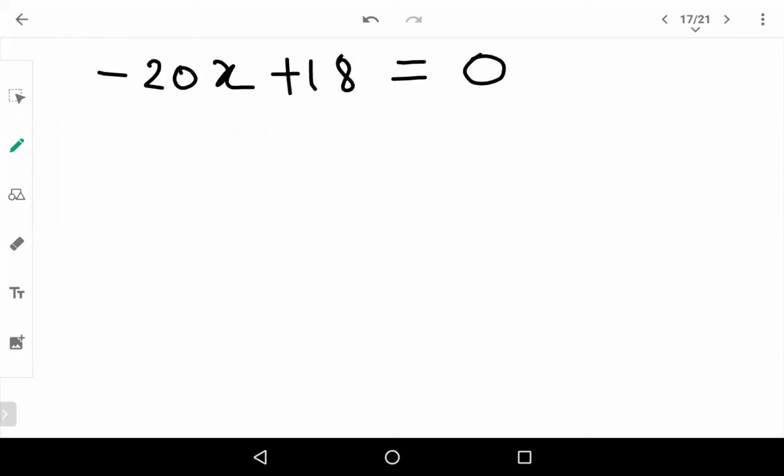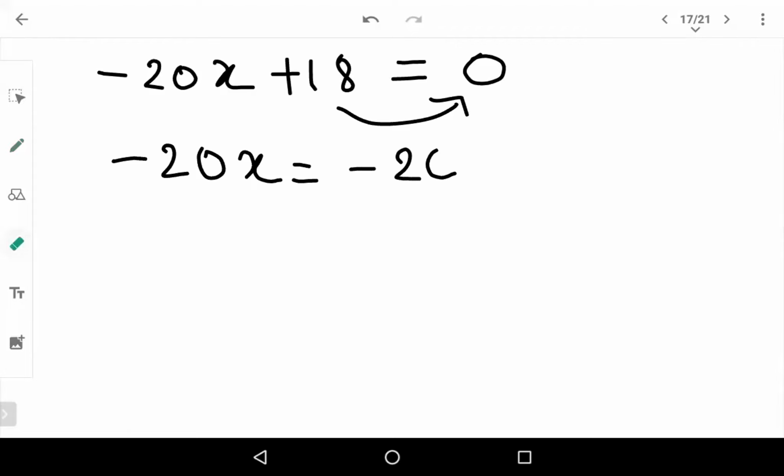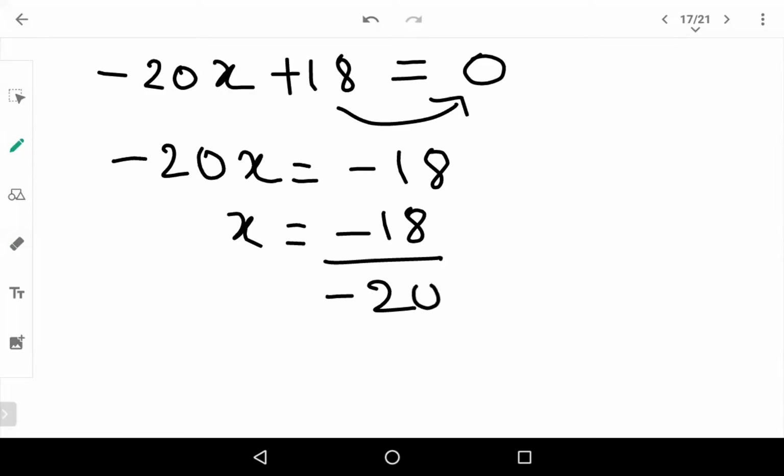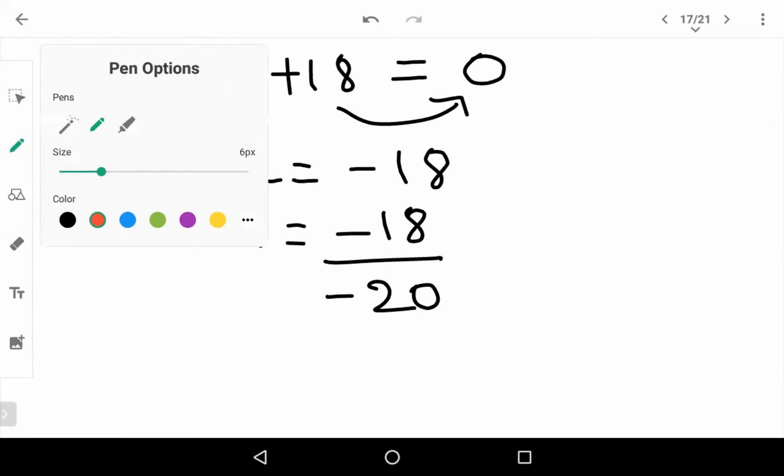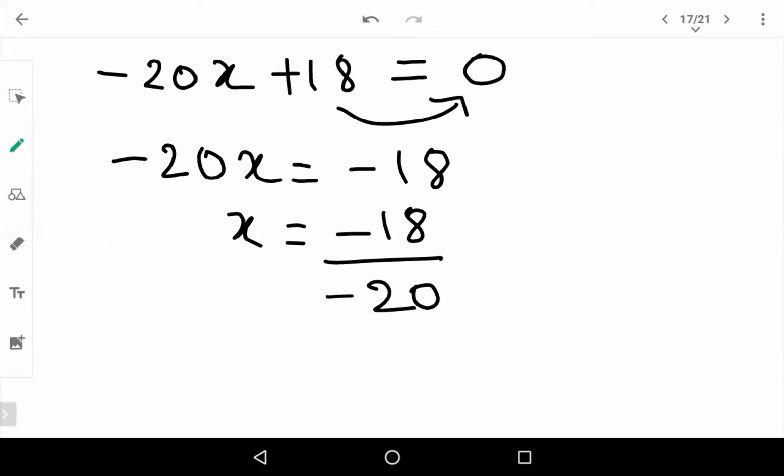Good, Spurti. 18 by 20. Correct. I think others also are getting the same answer now. Now I am supposed to take 18 to the other side. So what will I do? Minus 20x is equal to, if I take plus to the other side, it will become minus 18. Okay, so x is equal to minus 18 divided by minus 20. Now here, since there is minus and minus in both numerator and denominator, I'll cancel minus and minus. Now x is equal to 18 by 20.